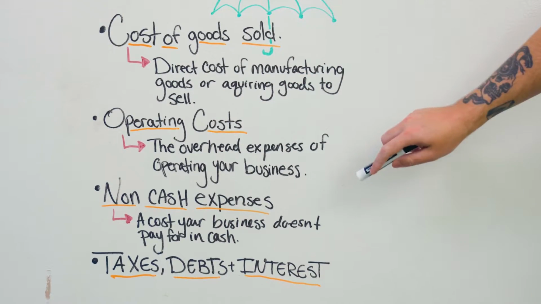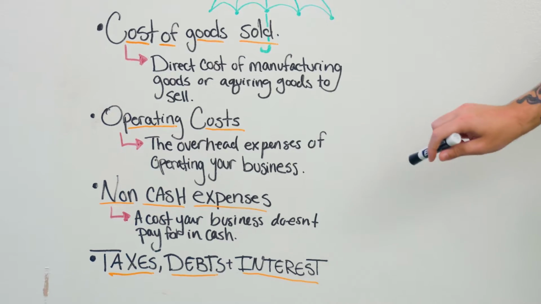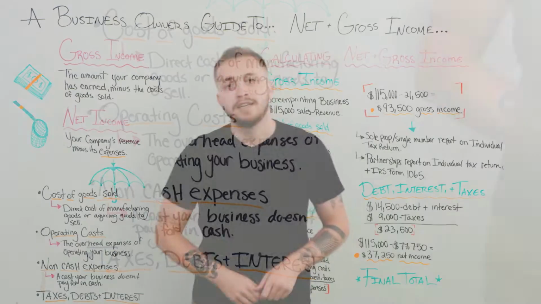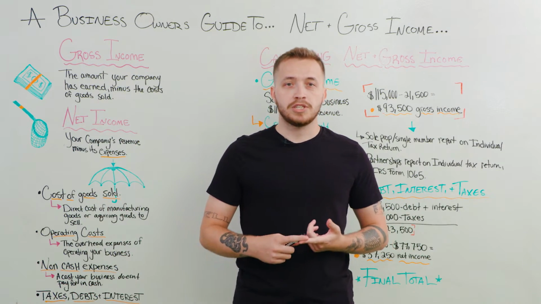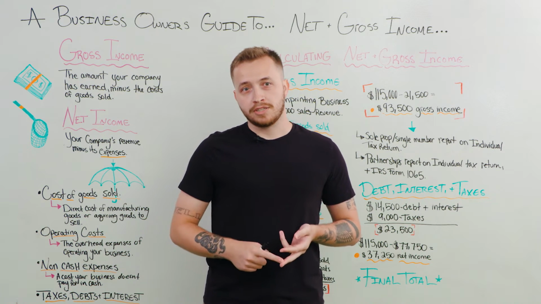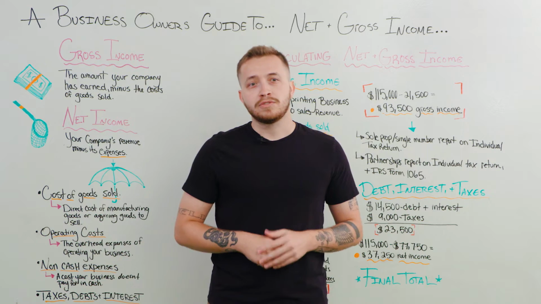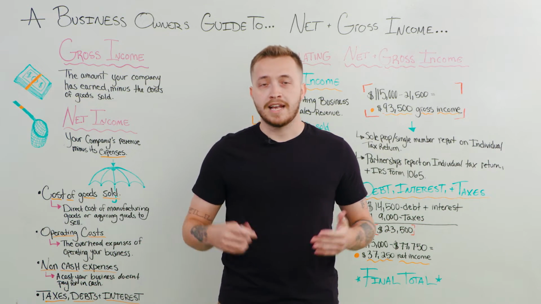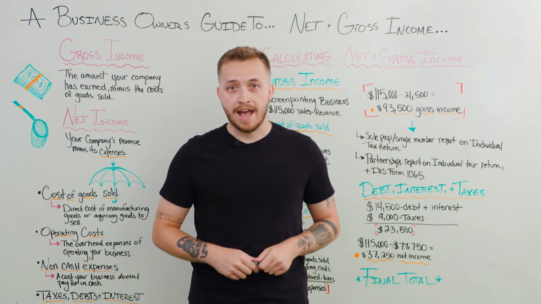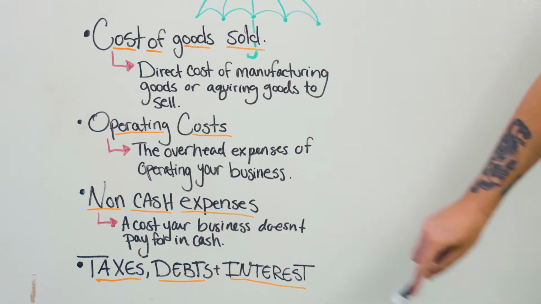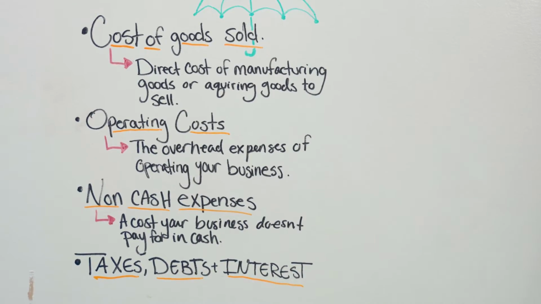You also have your non-cash expenses, which are costs your business doesn't pay for in cash. Examples of this are going to be equipment depreciation, resource depletion, as well as stock-based compensation. We have an entire video that goes over non-cash expenses, and it has been linked below if you want more info on that. The last one you have to worry about is going to be your taxes, debts, and interest.